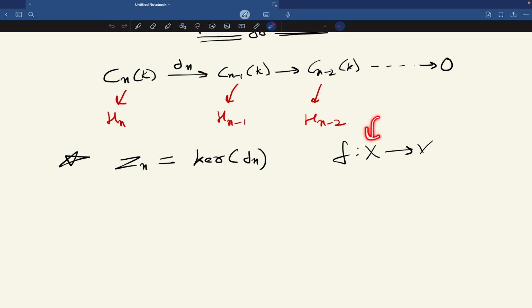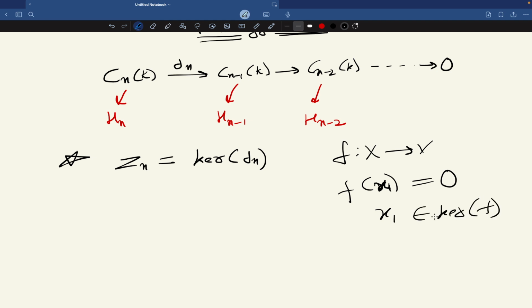So if we have an input x1, and I put x1 in my function, and it yields 0, then x1 is a member of the kernel of function f. Here we don't have any function directly, we have maps of one vector space to another. So we have this x vector space and this y vector space, and the function is the boundary operator. In the input, we have to find those inputs which will map to 0, right?